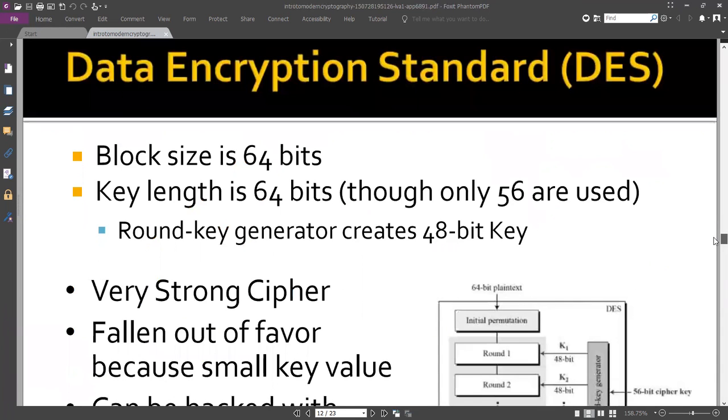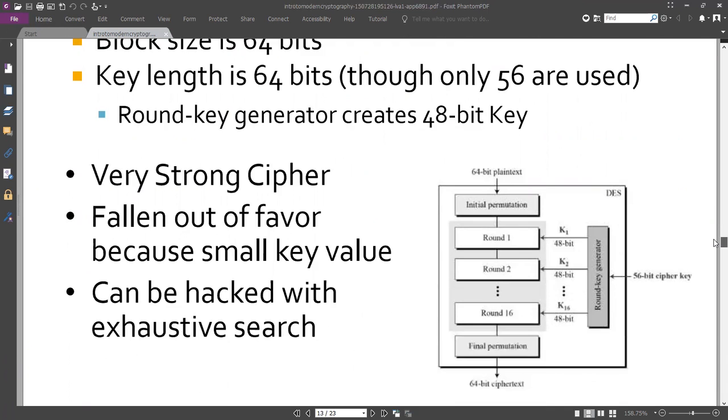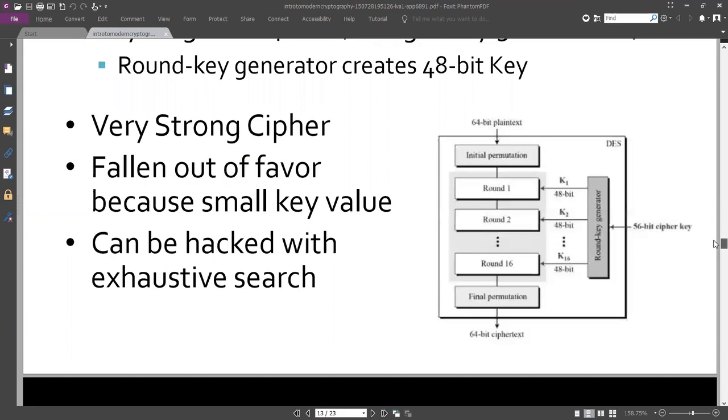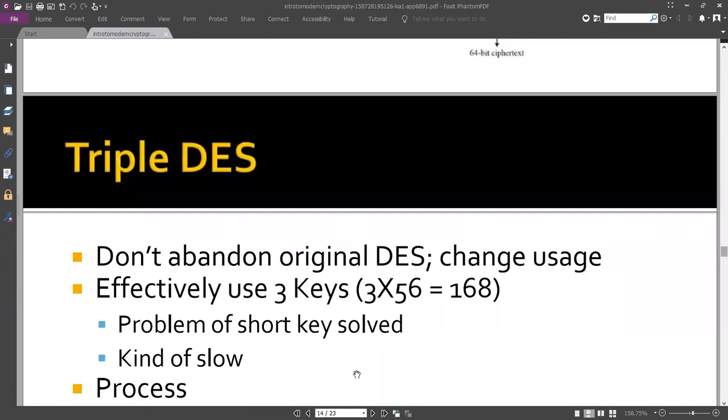Then we have the Data Encryption Standard, or DES. The block size is 64 bits. The key length is also 64 bits, even though it only represents 56 bits. The key generated creates a 48-bit key. It's a very strong cipher, but it has fallen out of favor because the small key value can be hacked with an exhaustive search. So, let me show you something. There is this particular website.